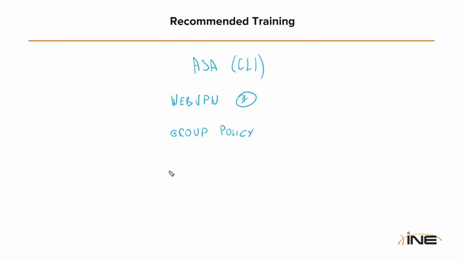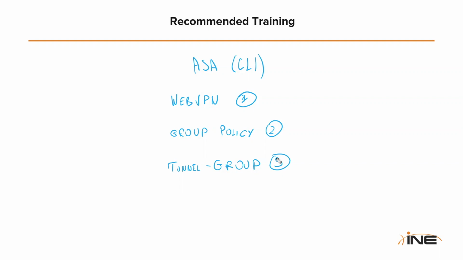And then the last piece is going to be the tunnel group. The tunnel group is where we will point to the right group policy, and it's also where we will specify the authentication settings. So these are the main building blocks you have to think about as you deploy this feature.